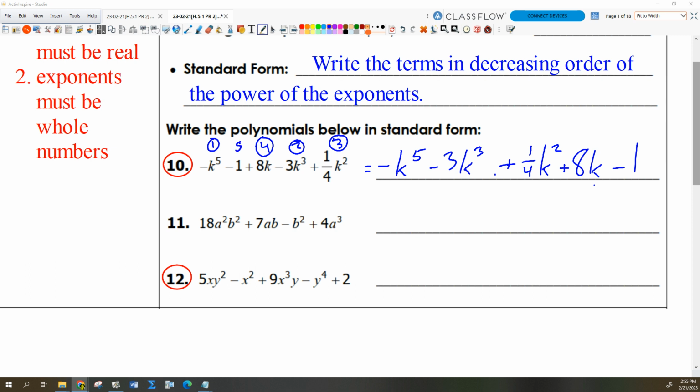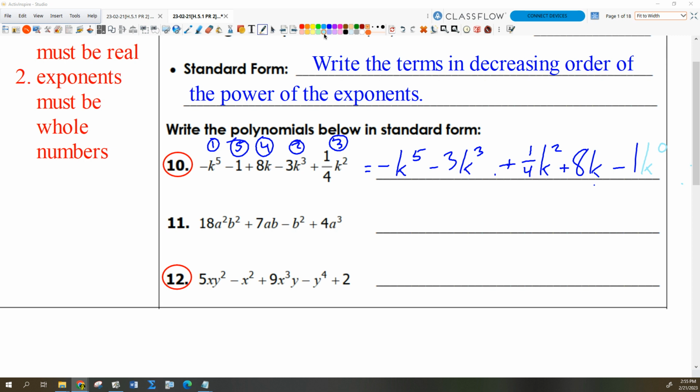Well, why is that one last? How come that has the lowest power of k? What is the power of k in that term? Zero. Yeah. Now, we don't write it because there's no need to, but there is an invisible k to the 0 there. What is any base to the 0 power? Always equal to 1. There you go. So that's why it doesn't show up. We're just multiplying by 1.